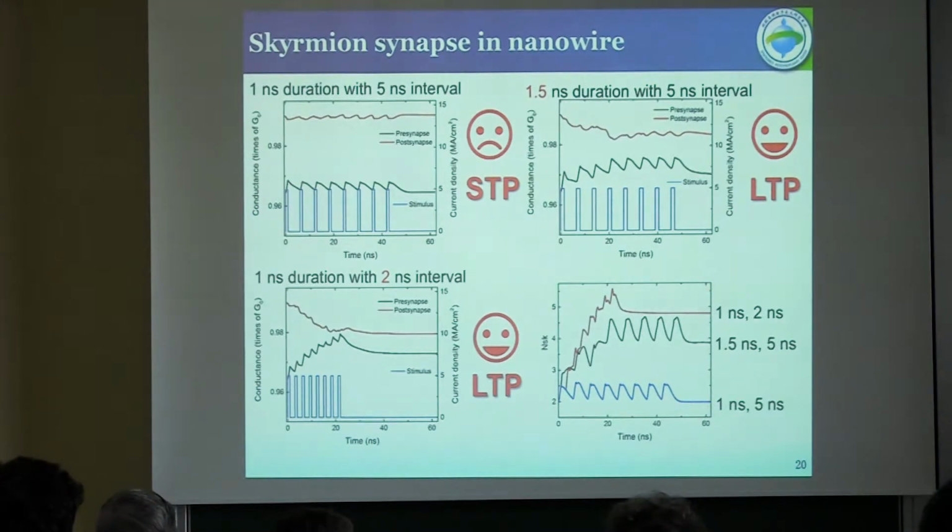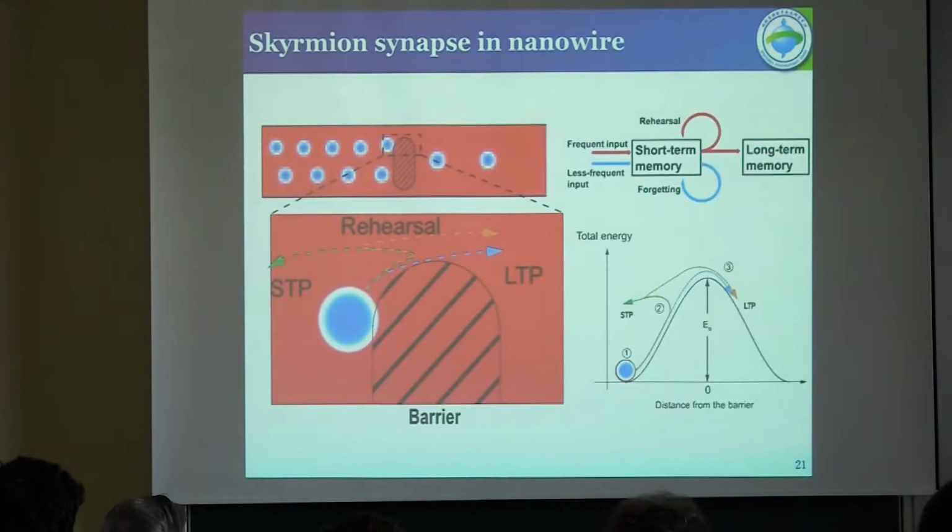So in conclusion, it's possible to get this biological behavior of a synapse by using this device. The physical picture is like that. When a large number of skyrmions pass through the barrier, it presents long-term plasticity.